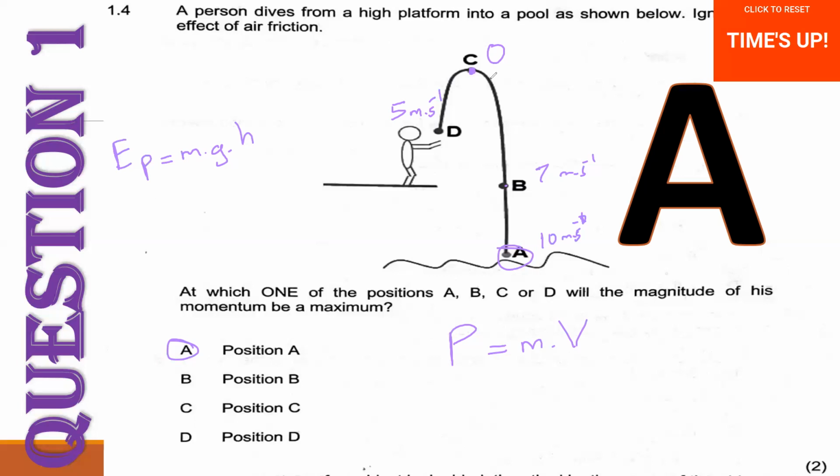And the minimum potential energy at point A. Minimum potential energy. I'm shouting, sorry. Just like in the classroom. So potential energy is highest at point C, minimum potential energy at point A, but maximum momentum at point A. Answer is A. Let's continue with next question.